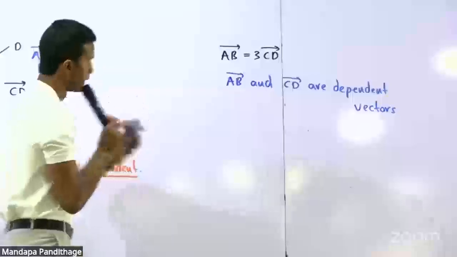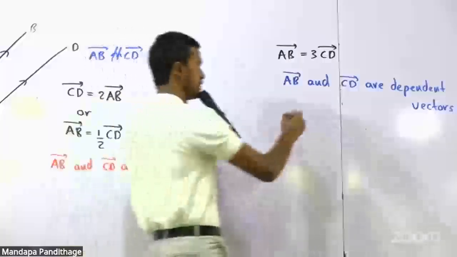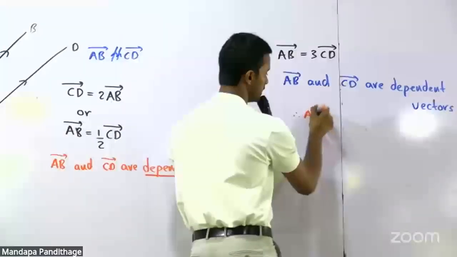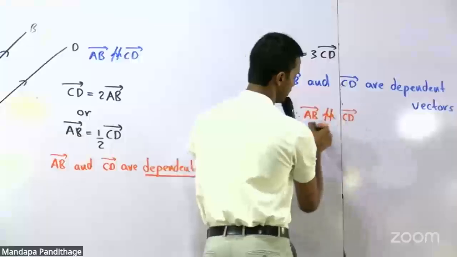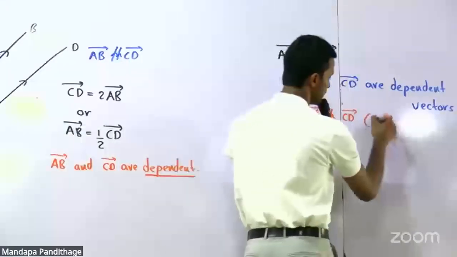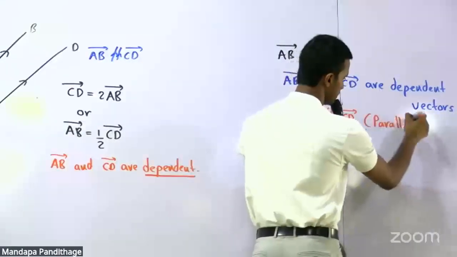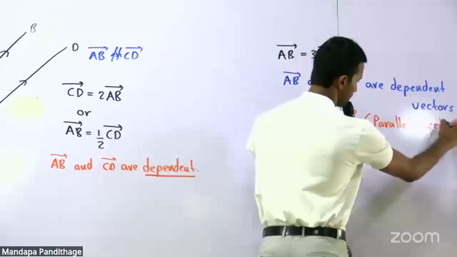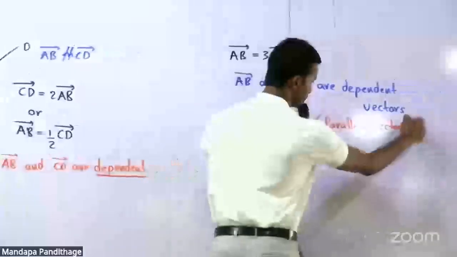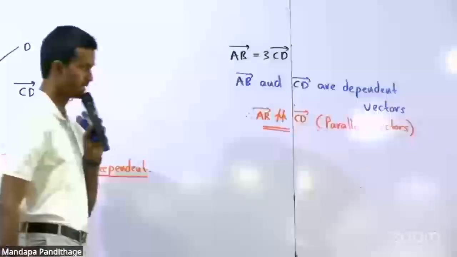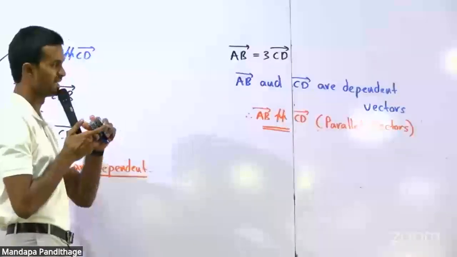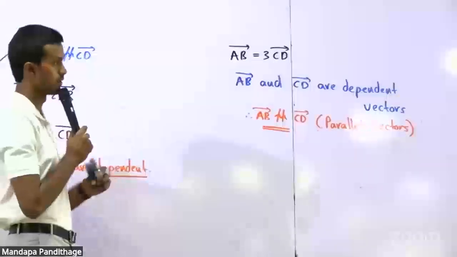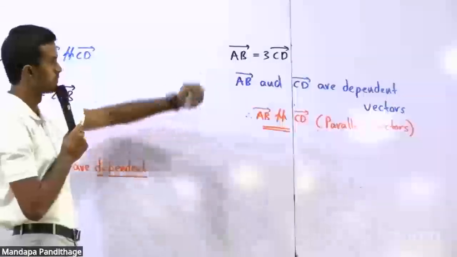So we know parallel vectors are dependent. The converse: dependent vectors are parallel. Therefore, you can write that AB and CD are parallel vectors. This will be used most probably even today when we have to prove that three points are collinear. We will be using vectors to prove that, so for that purpose we need to know this.